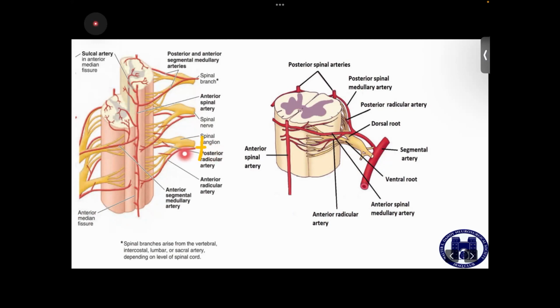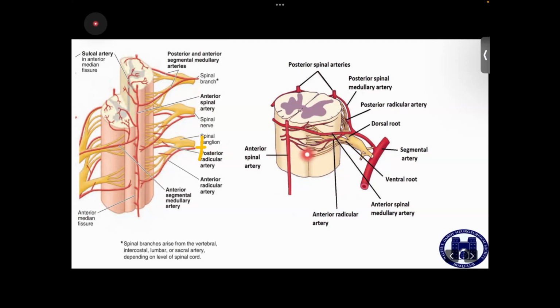This segmental spinal artery enters the spinal cord by way of the intervertebral foramen, along with the nerve root, and then it divides into an anterior branch and a posterior branch. The anterior branch is called the anterior radicular artery, and the posterior branch is called the posterior radicular artery. This occurs in each segment of the spinal cord.